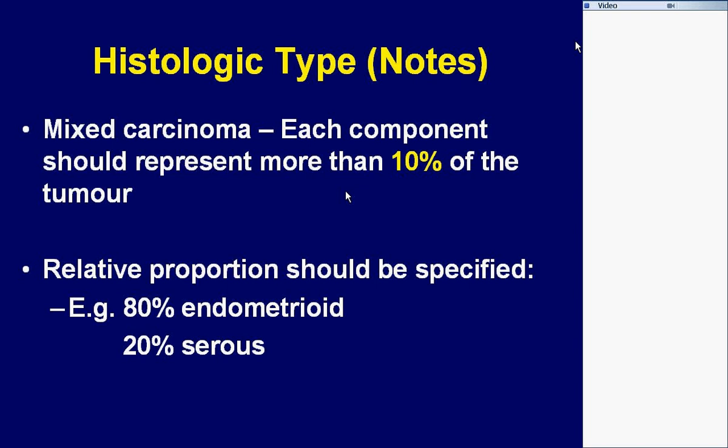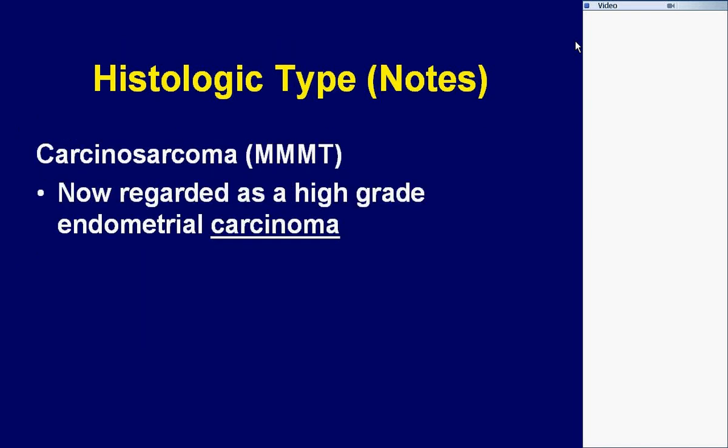In my opinion, whether it's 20% or 2%, serous carcinomas are bad, but there are some studies which claim that if the tumor has less than 20% showing serous carcinoma, the prognosis is favorable. Just to remind you that malignant mixed Mullerian tumor or carcinosarcoma is now regarded as a high-grade endometrial carcinoma. It is not a sarcoma, and therefore you have to fill out the synoptic report for a carcinoma.